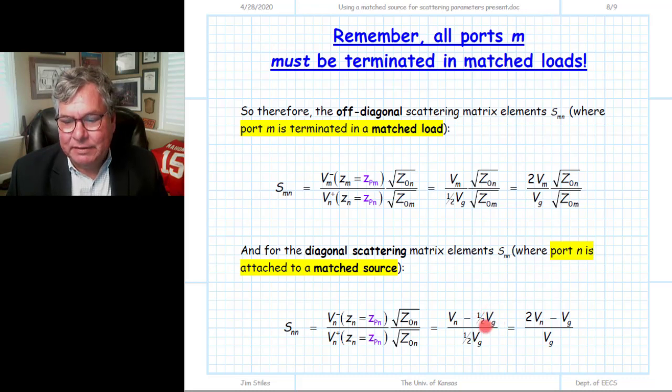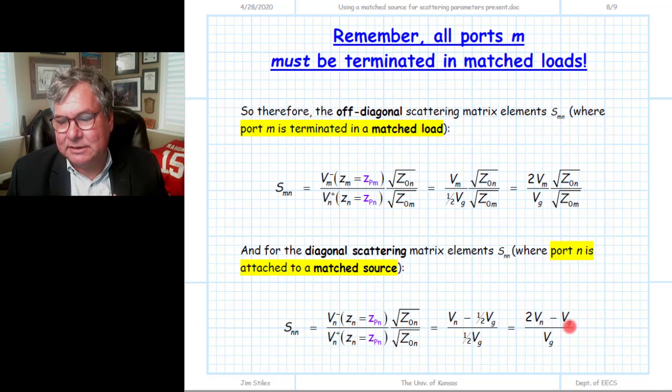That's the value of the incident wave on that port, and then divide it by 1/2 VG, because once again that is the value of the incident wave at that port. So this is the exiting wave at the port where the matched source is attached. This is the incident wave at that same port. We can do a little algebra and rearrange it in this way.